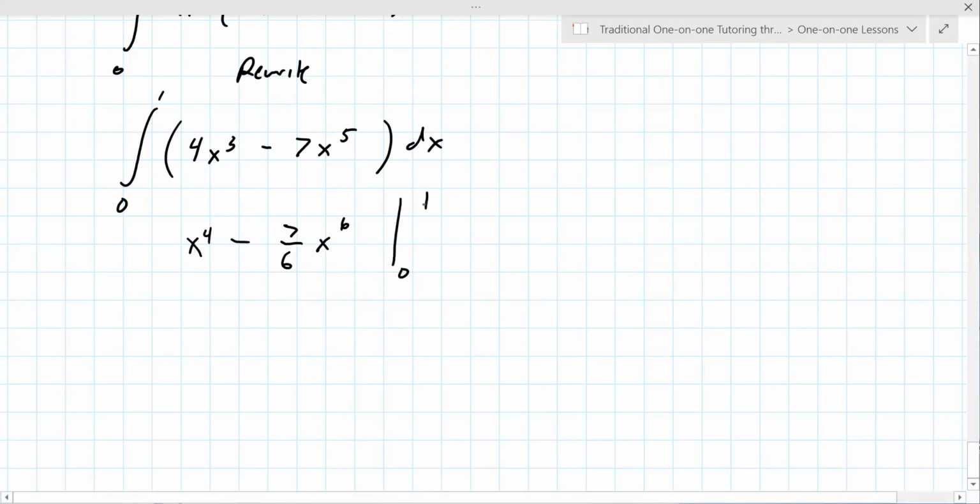Do you then write 1 to the 4th? Well, no, you know that 1 to the 4th is 1. You could write it, nothing wrong with writing it. 1 to the 6th is 1, so it's minus 7/6, minus 0, and 0 to any power is 0. So it's -1/6. Yes.